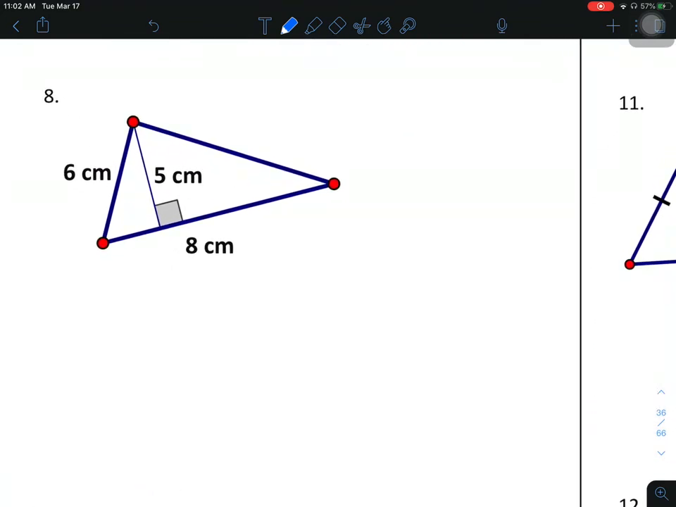Number 8, area of a triangle is 1/2 the base times the height. Base and height are perpendicular.